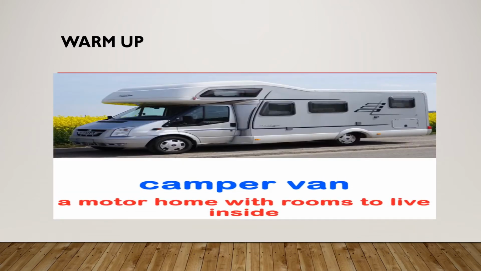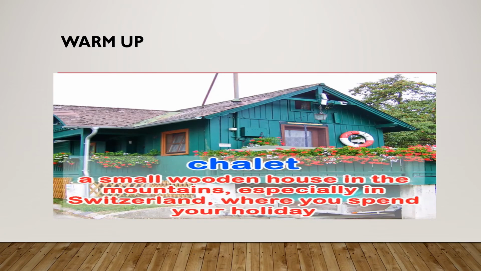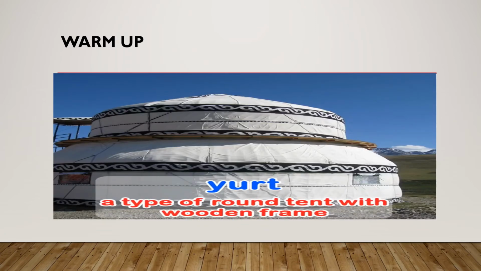Camper van. A camper van is a motorhome with rooms to live inside. Villa. A villa is a large and luxurious house where you spend your holiday. Chalet. A chalet is a small wooden house in the mountains, especially in Switzerland, where you spend your holiday. Yurt. A yurt is a type of round tent with a wooden frame.